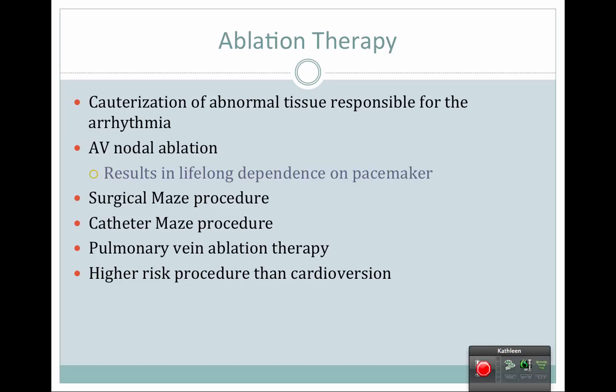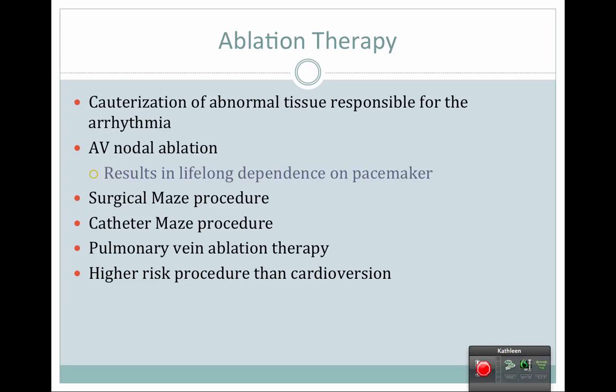We have AV nodal ablation. In this procedure, the AV node is frozen or cauterized to stop electrical signals from being transmitted from the upper chambers. But a permanent pacemaker is implanted to control the heart's electrical system. A lot of times you'll see patients get this procedure as they're going for open heart as well.